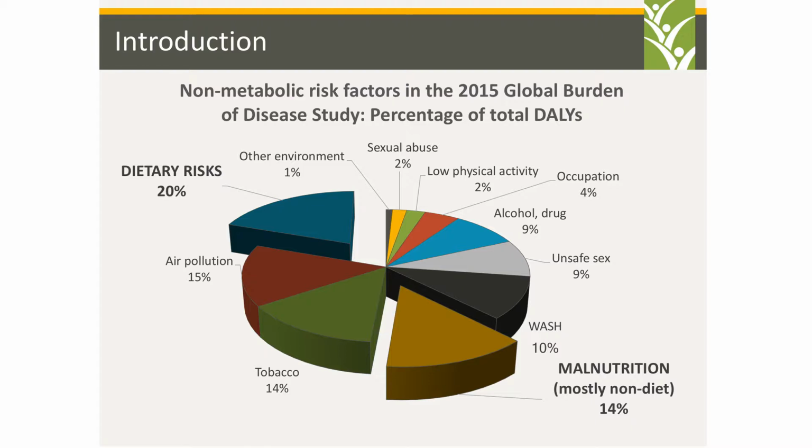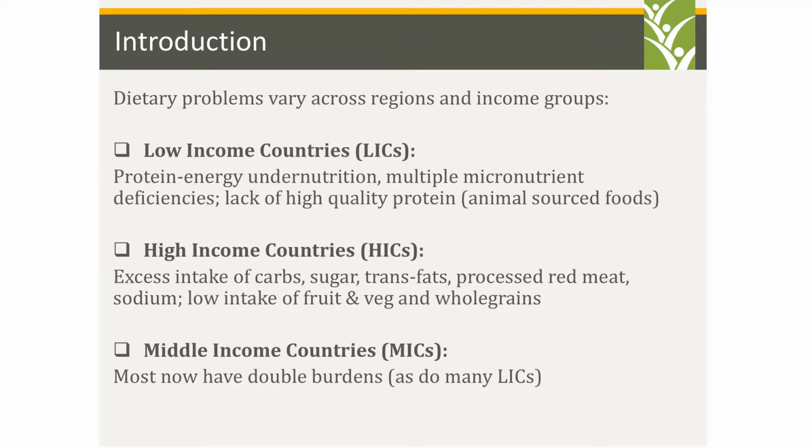Malnutrition is weirdly defined in this. It's mostly non-diet, but you could add some of that in, and basically poor diets are a really big global health problem. But these dietary problems vary across regions and income groups. In low-income countries, obviously, protein-energy undernutrition is there, multiple micronutrient deficiencies, lack of high-quality protein, particularly animal-source foods. In high-income countries, excess intake of carbs, sugars, trans fats, processed red meat, and still low intake of fruits, vegetables and whole grains. Middle-income countries increasingly have both problems, as do many low-income countries now. So you're seeing overnutrition and undernutrition occurring simultaneously.